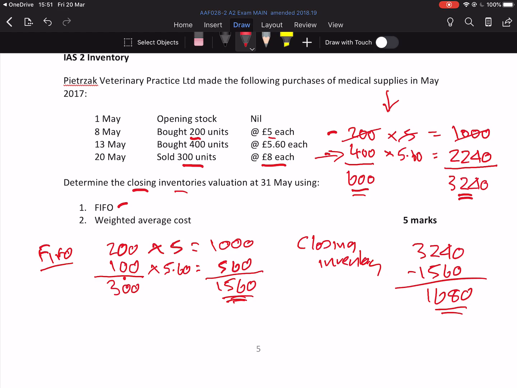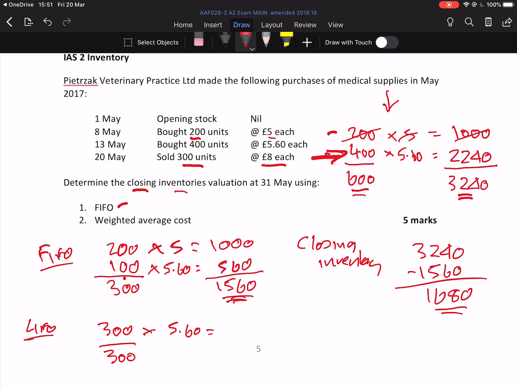And we don't have to do it, but I'll show you anyway. If it was LIFO, just out of interest, when what stock came in last on the 13th of May, we're still 300 units that are being issued out. But this time, if we're going last in, first out, we can use some of those 400 that we've got. So these 400 units here, we can use those. So I'm going to go 300 times £5.60. Yeah, because that's the stock that came in last.